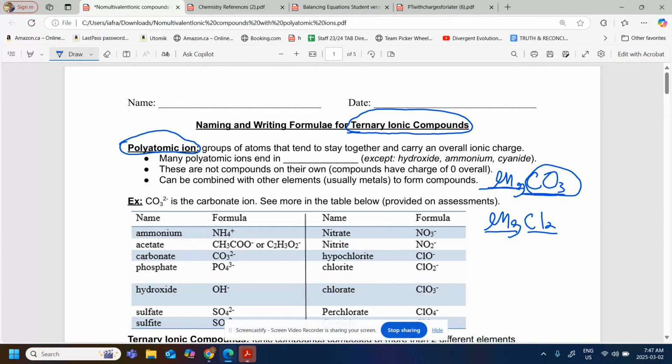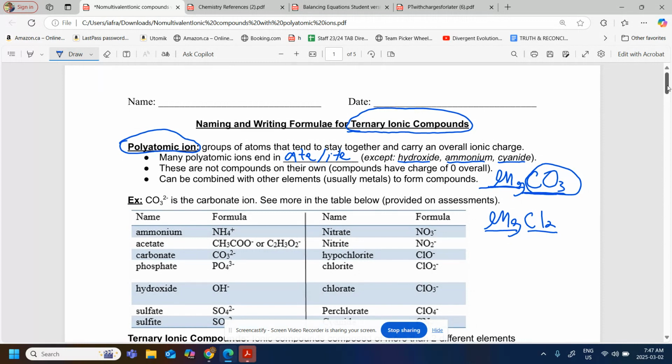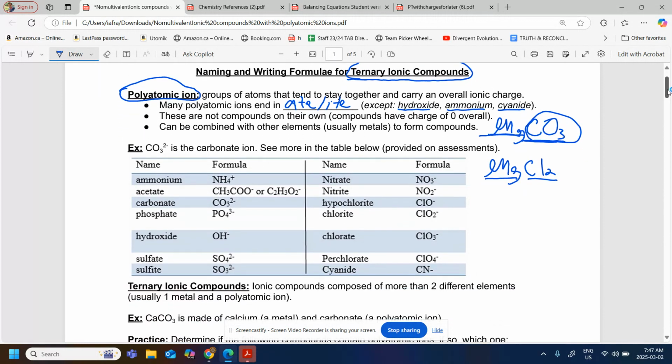What's interesting is that many of the polyatomic ions end in ate or ite. There are some exceptions like hydroxide, ammonium, cyanide. Those are polyatomic ions. On their own, a polyatomic ion is not really considered a compound. It's only a compound once you put the ion with a metal or some other ion.